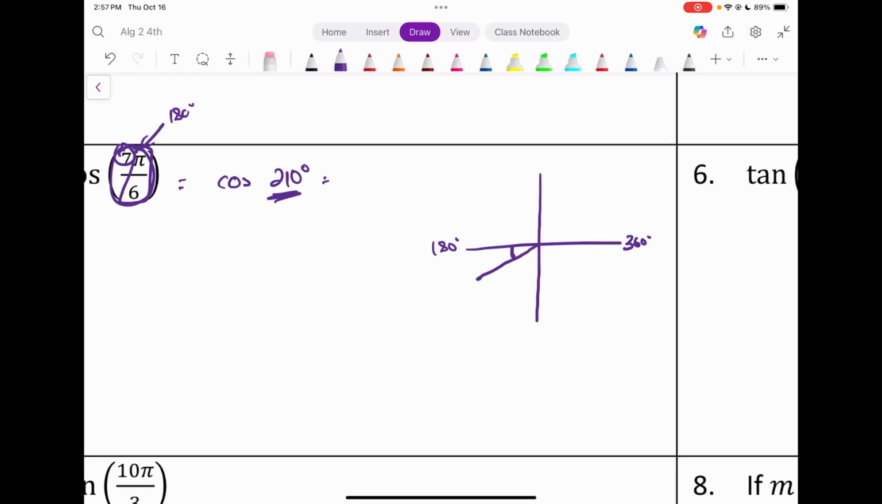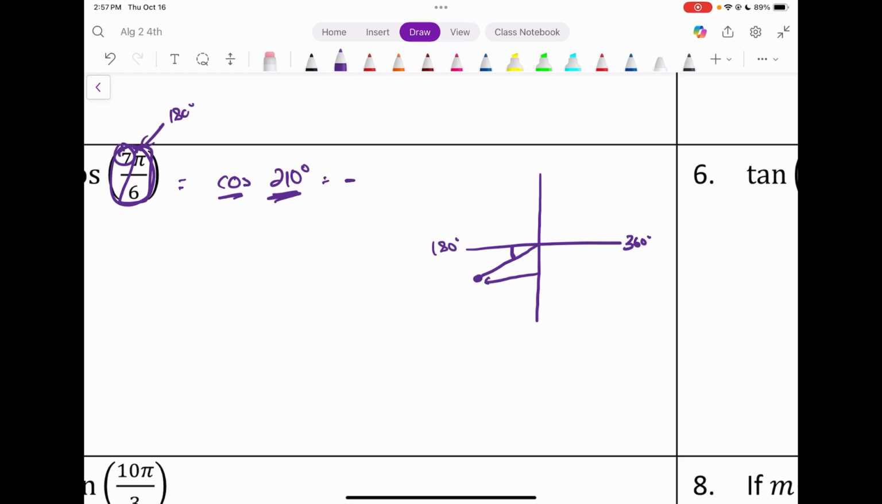So first off, the cosine of 210. Again, I'm looking for an x value here. Something else to take care of before we begin this problem: since we're traveling to the left, we're looking for the cosine, the x value of this point right here. Since we're going to the left, we know that our cosine value is going to be negative.